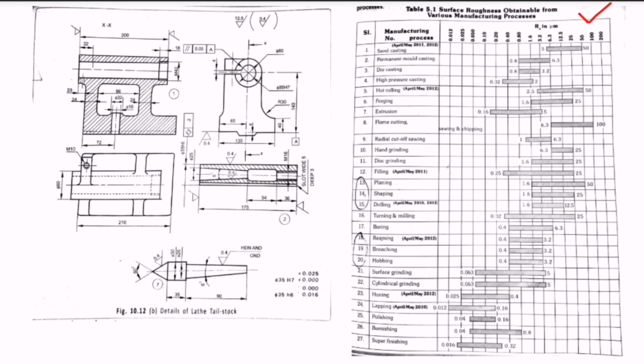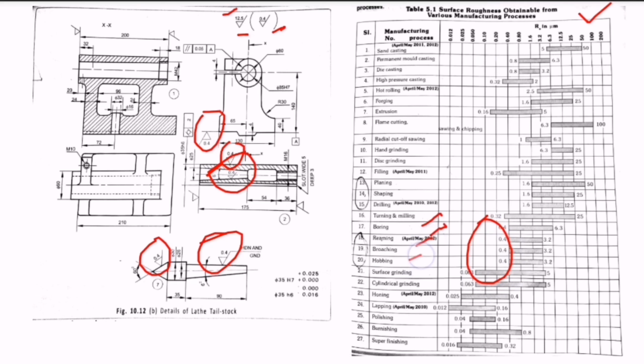Next is surface roughness values. If you observe at the top, he mentioned 12.5 and 0.4, and in the figure also we can see here 0.4, here also 0.4, and inside also 0.4, and somewhere different values are there, but mainly 0.4 is there in most of the places. So what is the 0.4? If you observe this, boring, reaming, broaching, hobbing, these all start with 0.4, and one, honing, ends with 0.4.